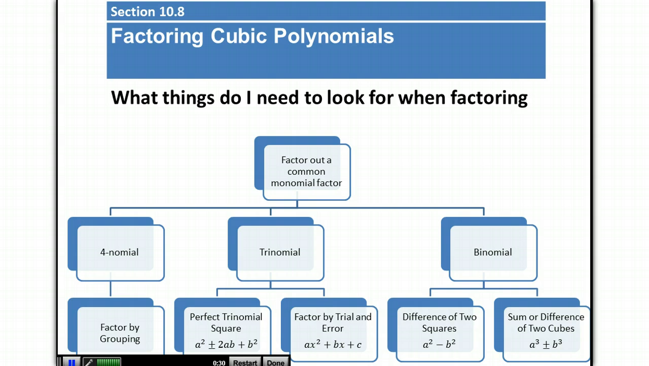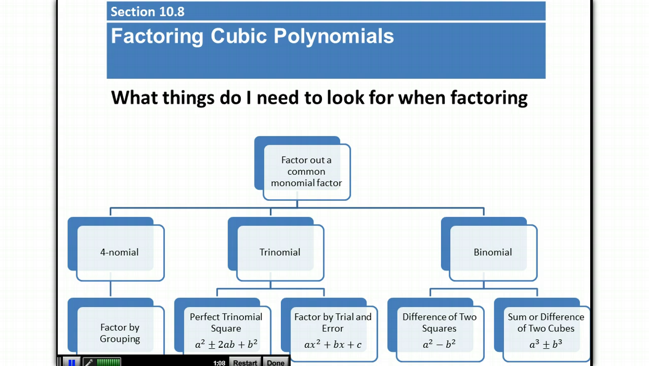If you have a trinomial, we worked on, if it was a perfect trinomial square, it factored into 2 identical binomials. Or we factored by trial and error, where we made a little factor tree and we determined what factors we needed in order to make that into 2 binomials we could factor into. If we had a binomial, we looked to see if it was a difference of 2 squares. If it was a difference of 2 squares, it factored into a plus b times a minus b.